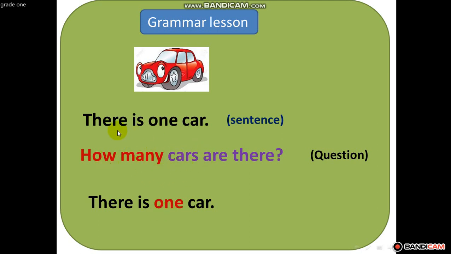So we have to say how many cars are there? I'm going to say there is 1 car.